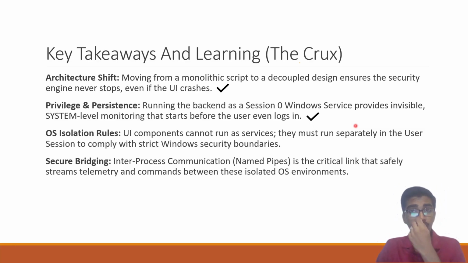Next, we are running our front end in session 1 and our backend in session 0. That's why OS isolation: Windows enforces strict isolation between both sessions, so they cannot share memory or even share Python variables. We need a secure bridge between both of these sessions, and for that we are using inter-process communication and a named pipe. Using that we are communicating between both of them.